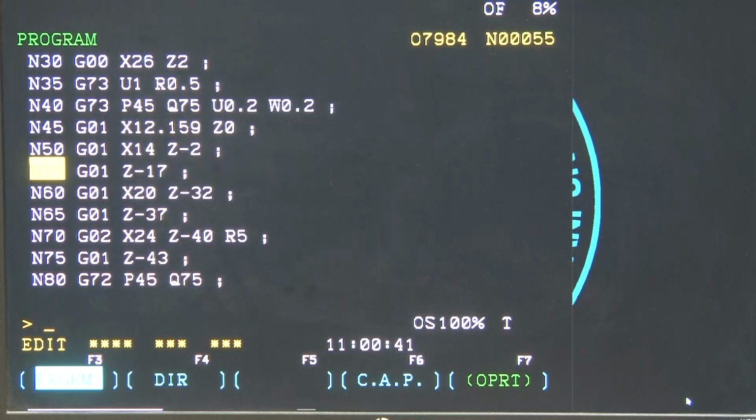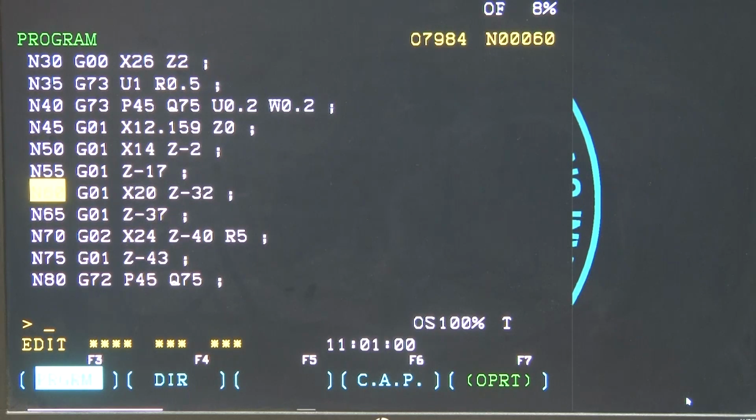Now, next is the N55. N55 is given same linear interpolation, and the coordinate is that X is remaining, Z it is going to only minus 17. Okay. Next is N60, N60 is block.